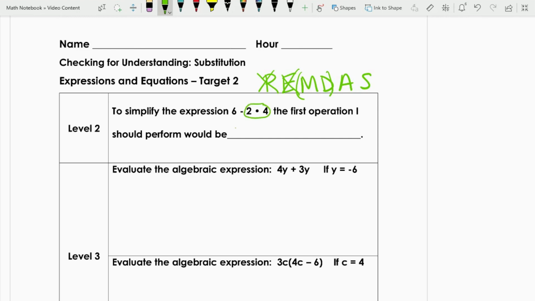So what we should be doing is multiply. Or you could put 2 times 4. Okay? Either of those would have worked. Subtraction is after you multiply. So that's very important to understand.